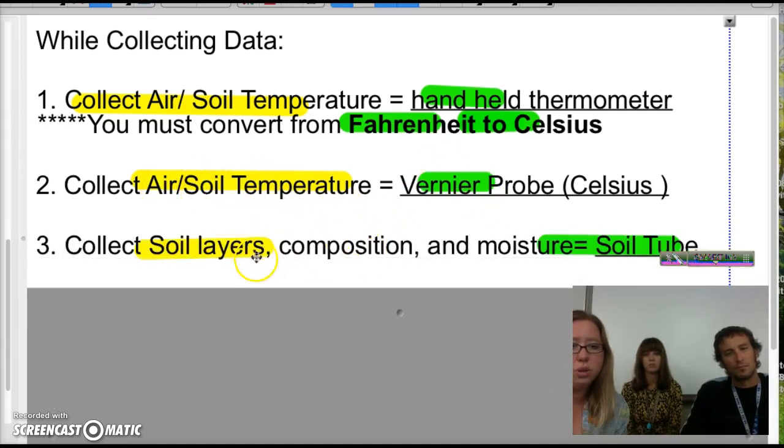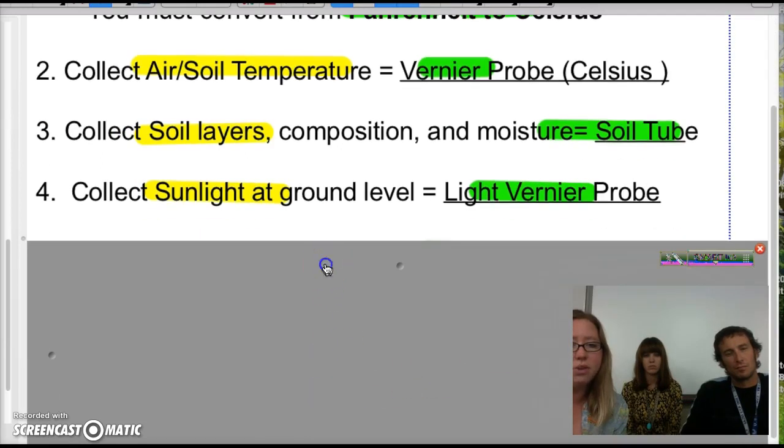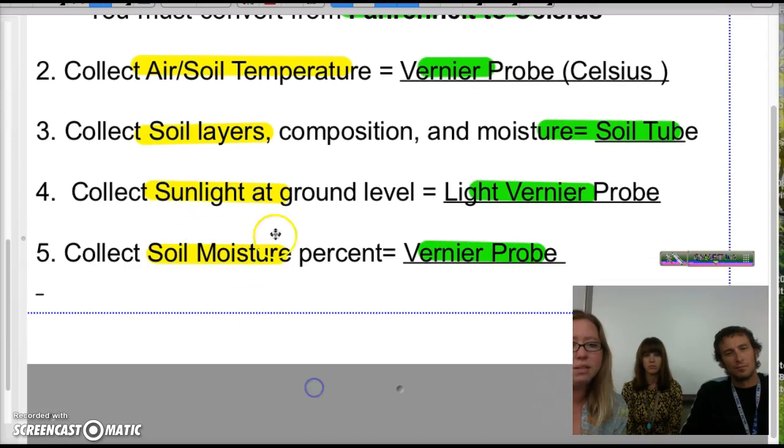We will collect soil layers, like Mr. J said, looking at the composition, moisture with the Vernier, and we will be looking at sunlight at ground level with the Vernier probe and soil moisture.